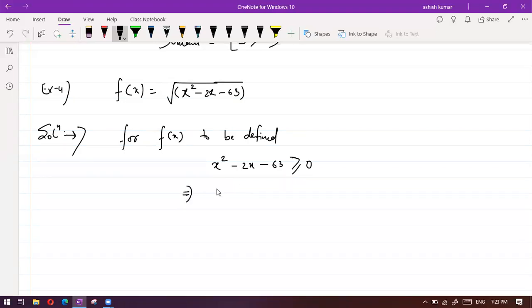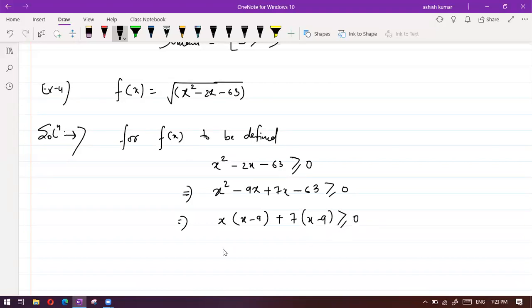I hope you all have solved this equation. Very simple it is. Minus 9x and plus 7x, 9 times 7 is 63. x square minus 2x minus 63 is greater than or equal to 0. When you solve it, you will get x into x minus 9, plus 7 into x minus 9, is greater than or equal to 0. Take x minus 9 common, and then you will get x plus 7.